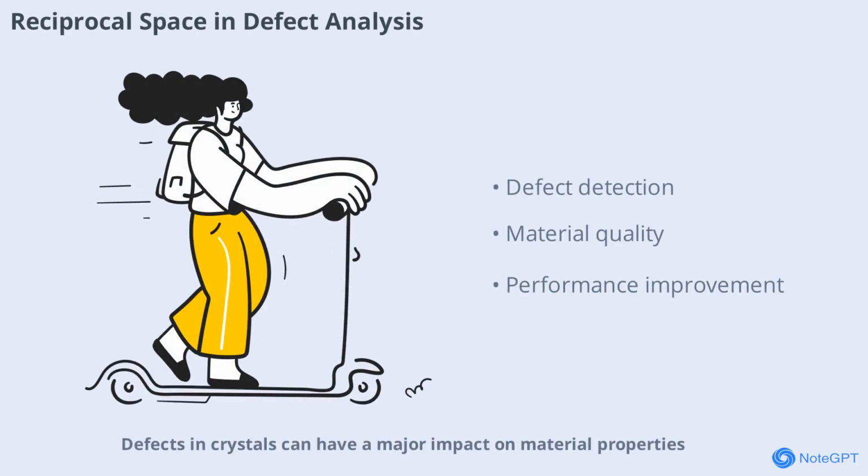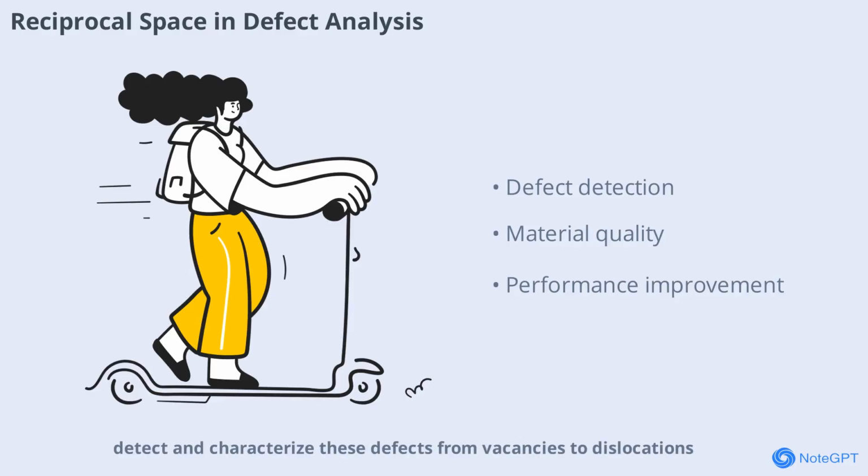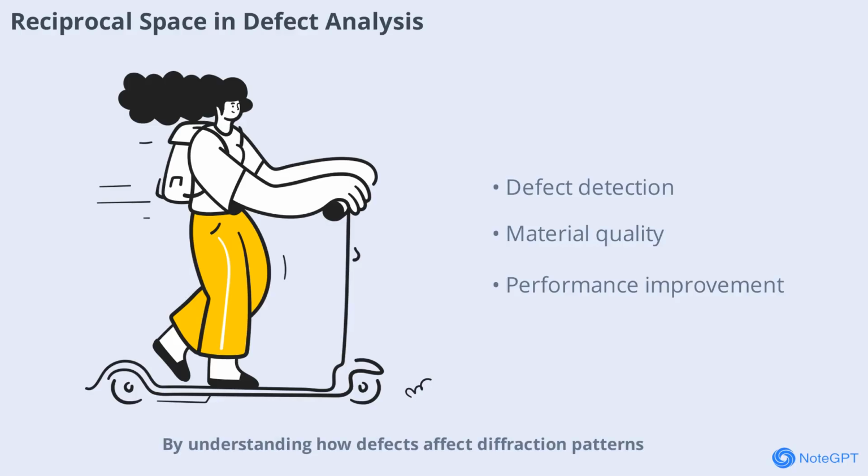Defects in crystals can have a major impact on material properties. Reciprocal space analysis helps scientists detect and characterize these defects, from vacancies to dislocations. By understanding how defects affect diffraction patterns, researchers can improve material quality and performance in a wide range of applications.